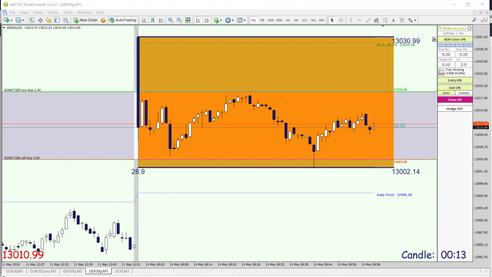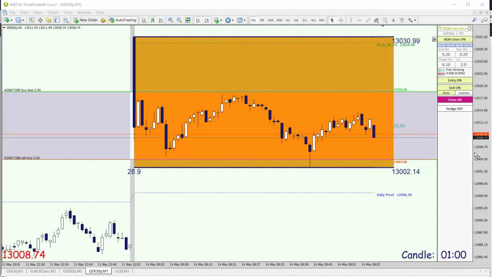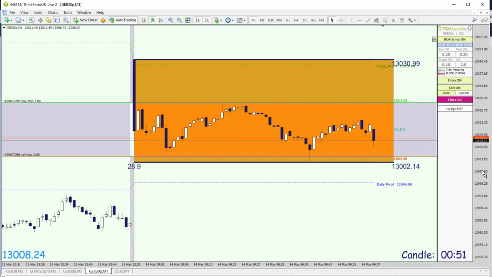So 10 seconds to go for the market opening trade. And 9 a.m., the market has opened. Not much of a first impulse as of yet. So here's our sell entry line, our pending order, waiting to be triggered.